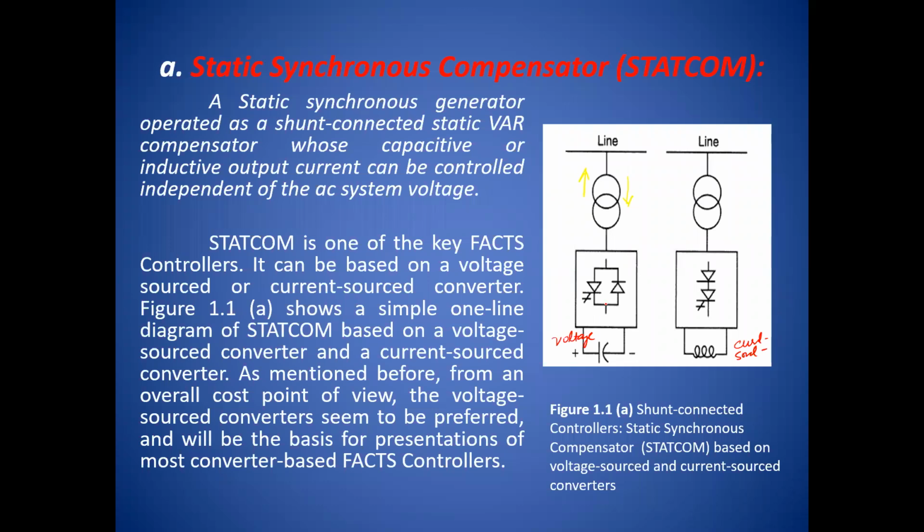In the voltage source converter, the thyristor is connected in parallel with the diode, and it is connected in series. For the voltage source converter, a charged capacitor is used as a voltage source. So see here, as shown in the diagram. Between the voltage source converter and current source converter, as I mentioned before, from an overall cost point of view, the voltage source converter is preferred. In the case of the static synchronous compensator or STATCOM, we mostly use the voltage source converter because economically it is cheaper compared to the current source converter.